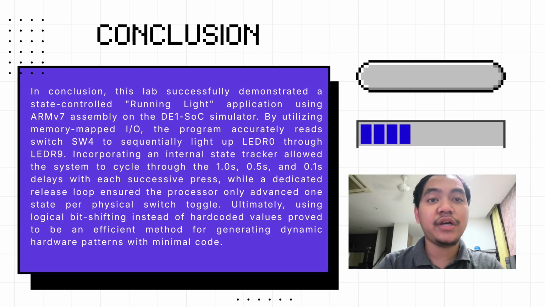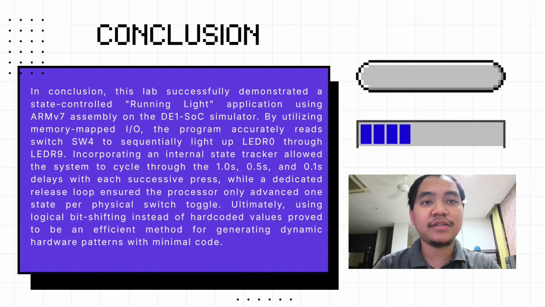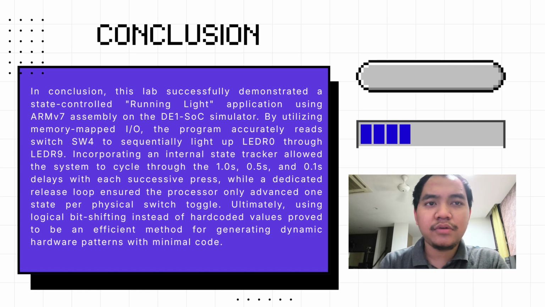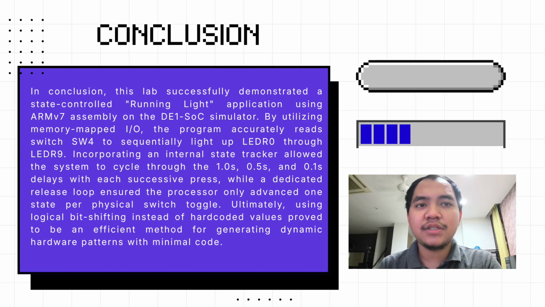Okay, for the conclusion, this lab successfully demonstrates a state-controlled running light application using ARMv7 on the DE1-SoC simulator. From this program, we use memory-mapped input and output. The input comes from switch SW4 and the output is shown on the red LEDs from LED R0 until LED R9. When the user turns on switch 4, the program reads the switch condition and starts the running light sequence.